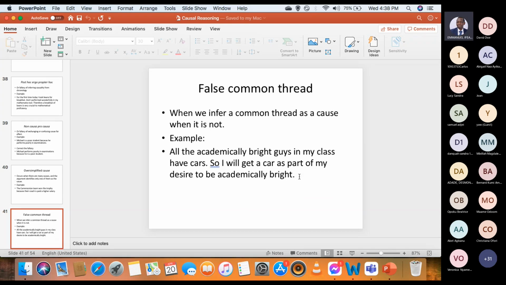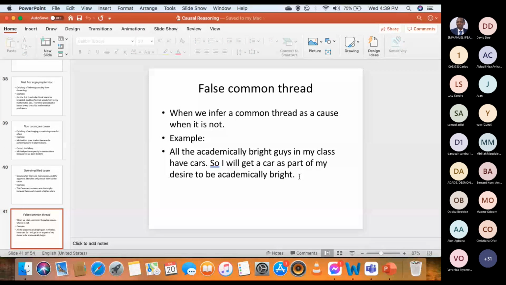False common thread. When we infer a common thread as a cause when it is not. Example: all the academically bright guys in my class have cars, so I'll get a car as part of my desire to be academically bright. So yes, even if you identify having a car as a common thread running through all the guys that are academically bright in your class, it still doesn't mean that having a car is what makes them academically bright. It could just be accidental that they have cars.